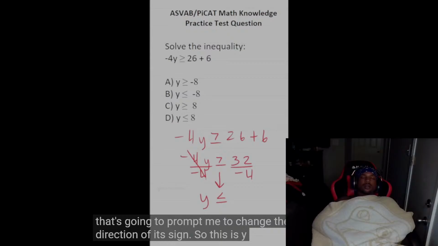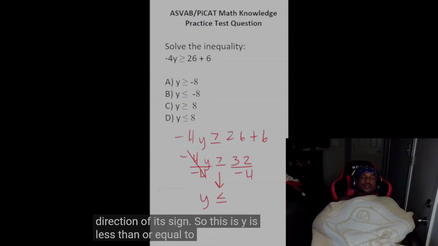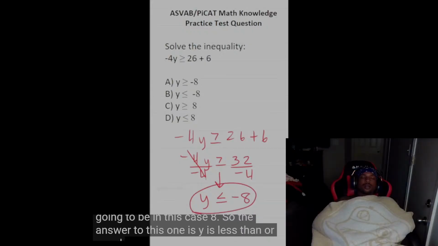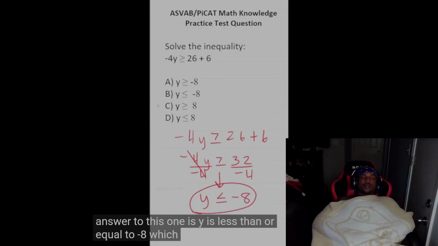So this is y is less than or equal to positive 32 divided by -4. Again, a positive divided by a negative is going to be negative, in this case, 8. So the answer to this one is y is less than or equal to -8, which you can see is answer choice B, of course.